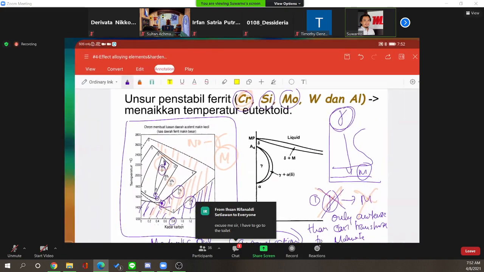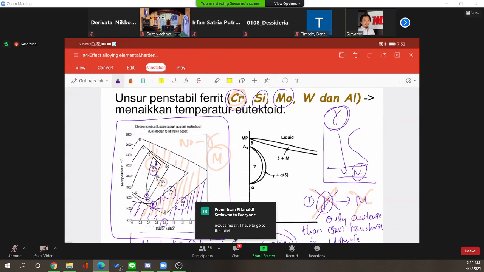What is in your mind? If you want to make a martensitic steel, then the chromium should not be more than 19%. Okay, that's the case. So why? Because the chromium content cannot be higher than 19%. It should be less than 19%.